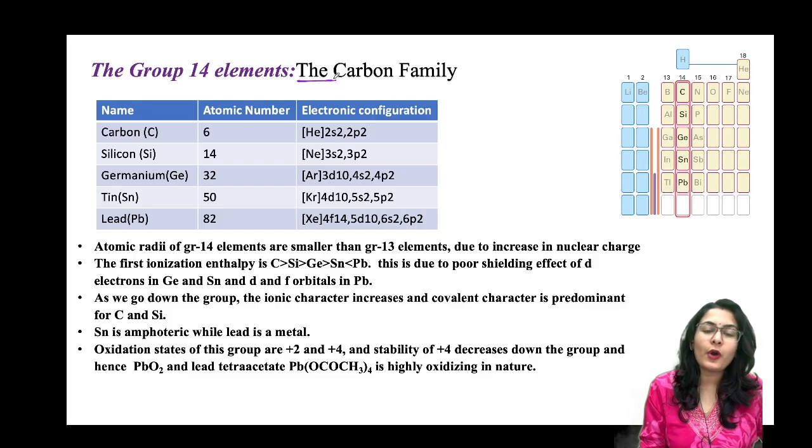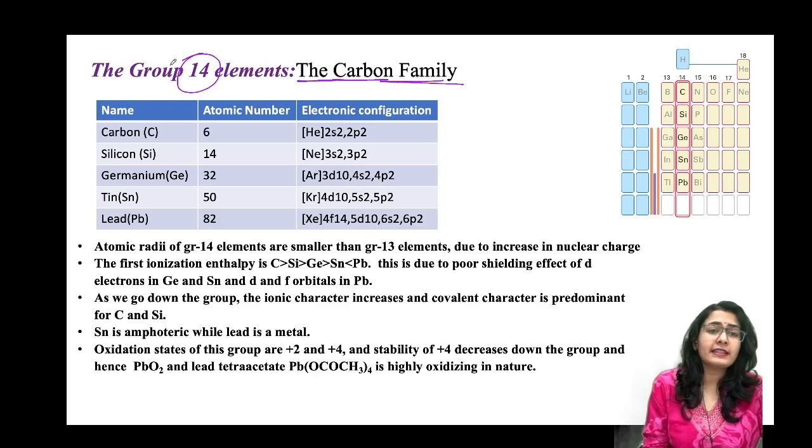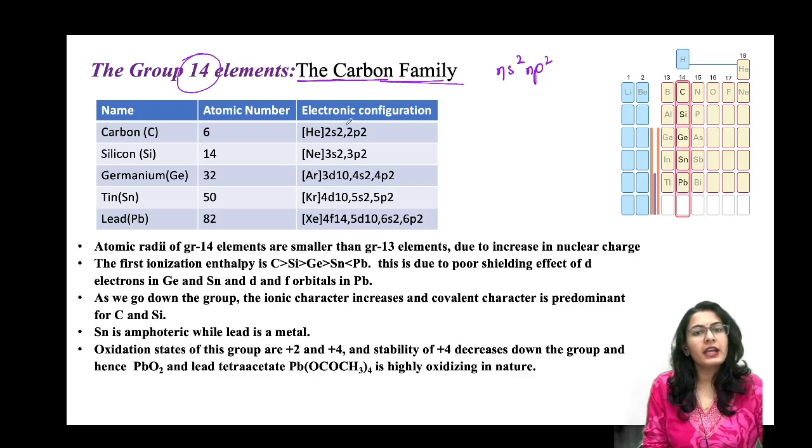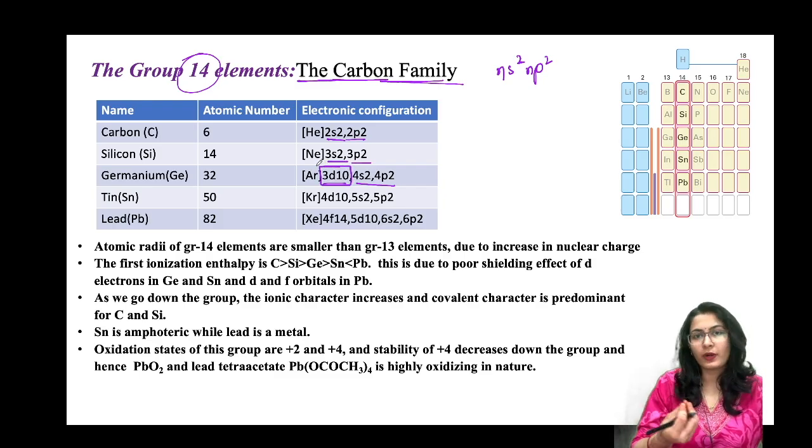Now let's move onwards and study the carbon family, group 14 elements. First, let's see the electronic configuration. Very simple. Group 14 has ns2 np2 electronic configuration. For carbon it is 2s2 2p2, silicon 3s2 3p2, germanium 3d10 4s2 4p2. Now see, from germanium the d orbital is introduced, so you know what can happen. What is going to be the effect on ionization energy as well as the radius.